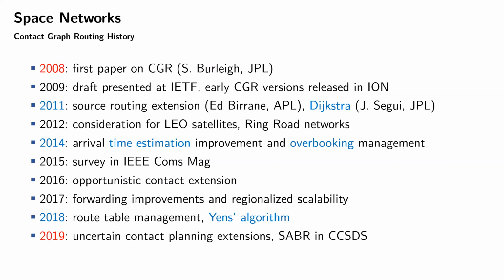And CGR's track record is actually not so old. It was first introduced in 2008, and since then it has received quite intensive collaboration and cooperation from different researchers throughout the world. And now, in 2019, CGR has been registered as a schedule-aware bundle routing book at the CCSDS, which basically standardizes it and can be used as a reference for implementing this routing algorithm in future space networks.